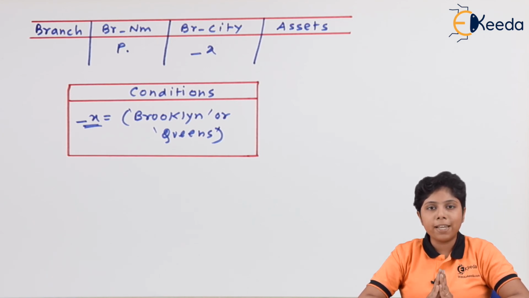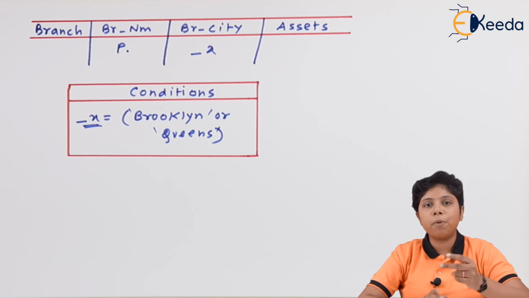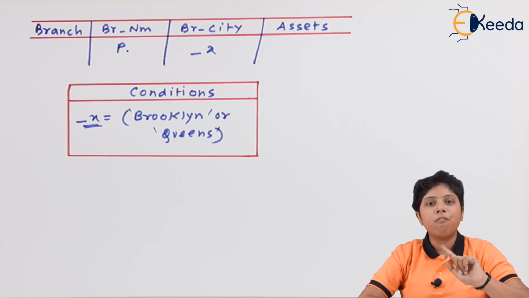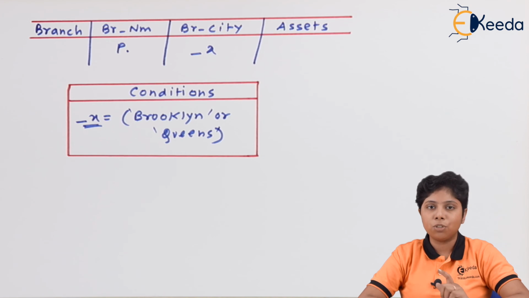Now in query by example, we first need to mention the table names as a skeleton table. So the first step is to create a skeleton table and then join it with the conditions and then finally write a query to find the result relation. So how to write it, I will show you.